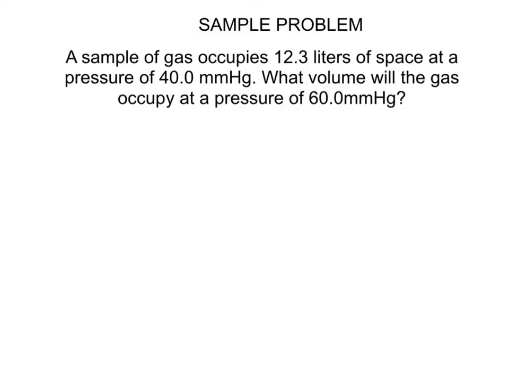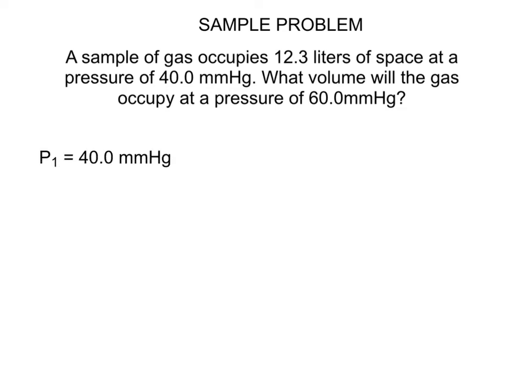Let's take a look at how to solve a Boyle's Law problem. A sample of gas occupies 12.3 liters of space at a pressure of 40 millimeters of mercury. What volume will the gas occupy at a pressure of 60 millimeters of mercury? When solving a gas law problem, the first step you want to take is to list the variables that are included in the word problem.